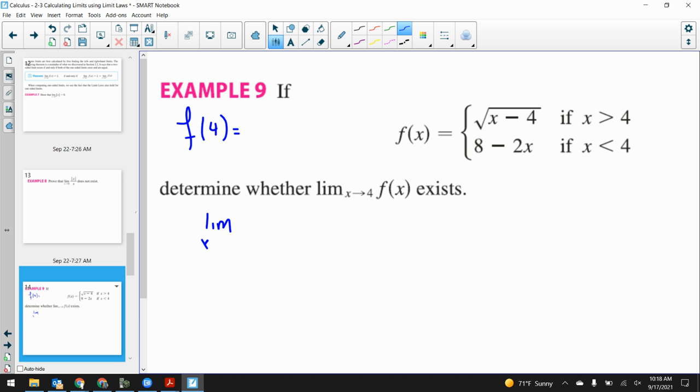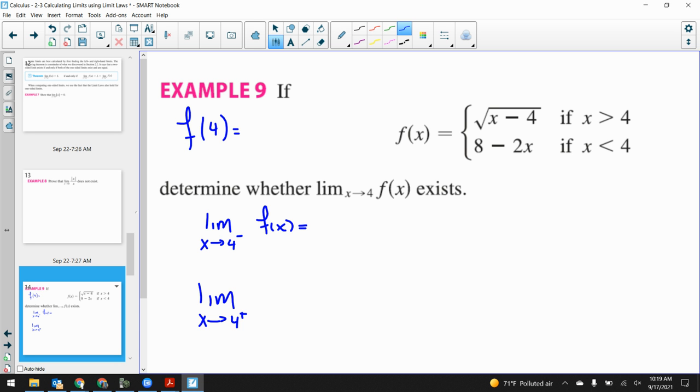Okay, so let's get into it. We investigate the limit as x goes to 4 from the negative, and then the limit as x goes to 4 from the positive, because if those two things match, then the limit exists at that place. All right, so the limit as x goes to 4 from the negative of f of x.